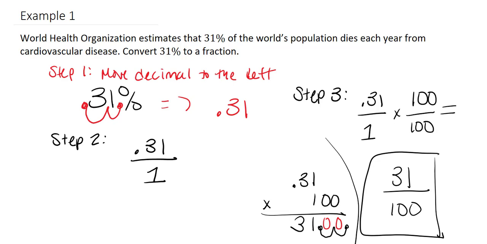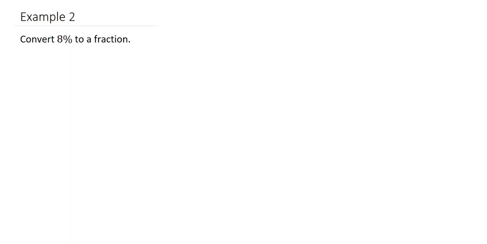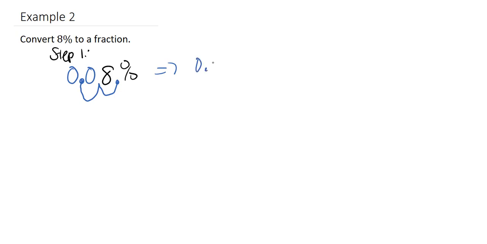Now let's do another example. Example 2. Convert 8% to a fraction. So we have 8%. So step 1, we're going to move the decimal to the left twice. So we're going to go ahead and add some zeros. So if we're moving the decimal, we go to the left 1, 2, and place it right there. So now it becomes 0.08.